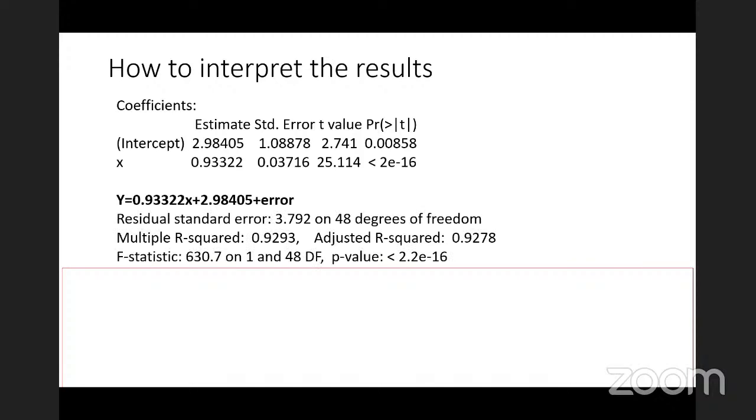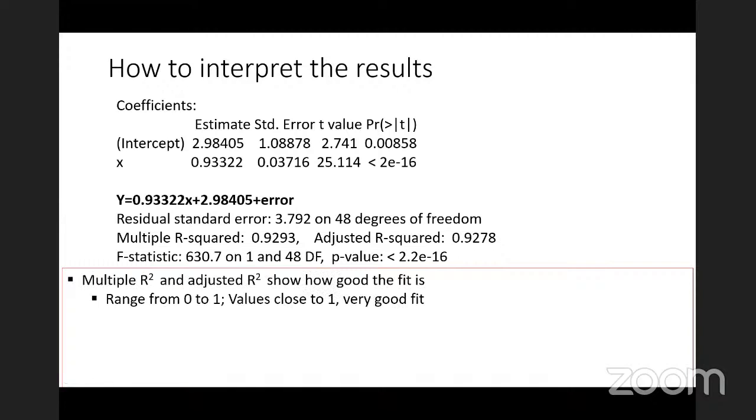Besides this, in the results for any linear regression, you're also going to get certain other values. For example, the residual standard error, the multiple R squared, adjusted R squared, F statistic, and an overall p value. What do these mean?